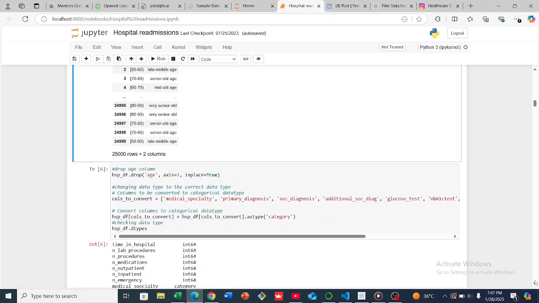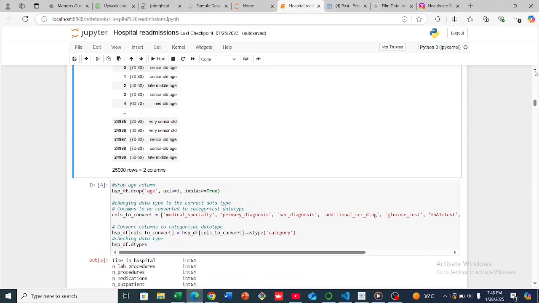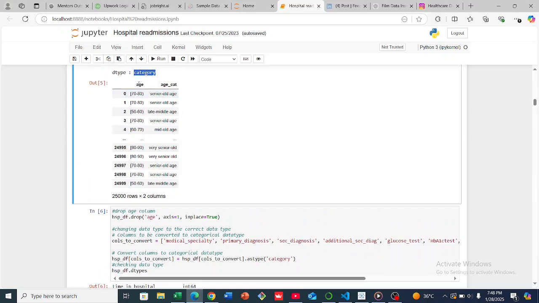Now, since my changes have taken effect, the next thing I had to do was just to drop the previous age column, since it's no longer useful, right? So all I had to do was go ahead and drop this age column. I used the .drop method to do that.